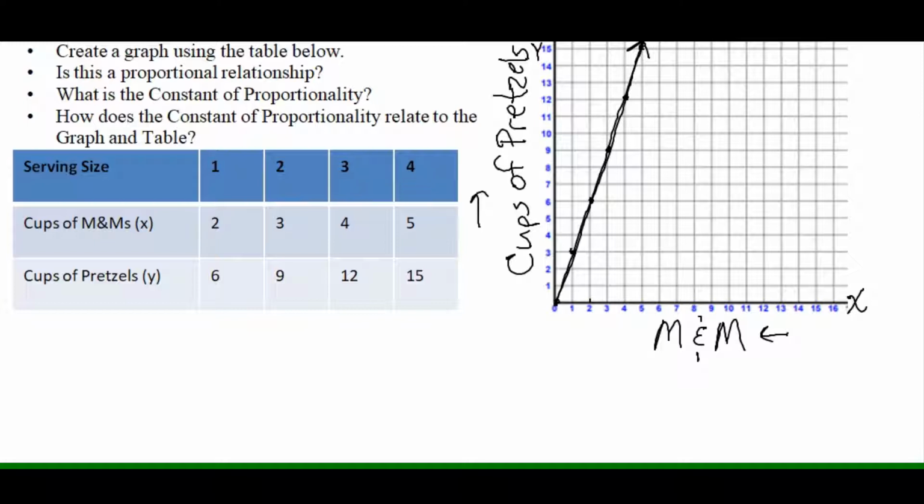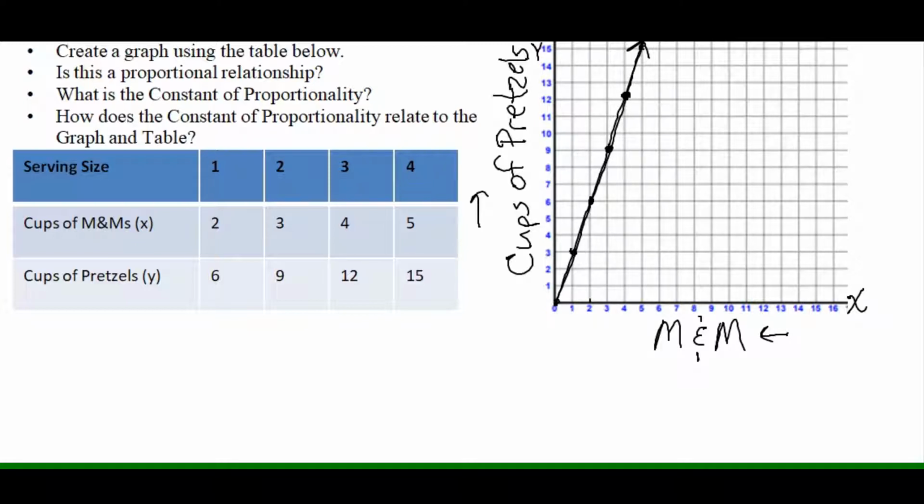And it says, step 2, is this a proportional relationship? Yes, this is a proportional relationship because after we plotted our points and drew our line, we can see the line is linear and it passes through the origin 0, 0. So therefore it is proportional. What is the constant of proportionality?